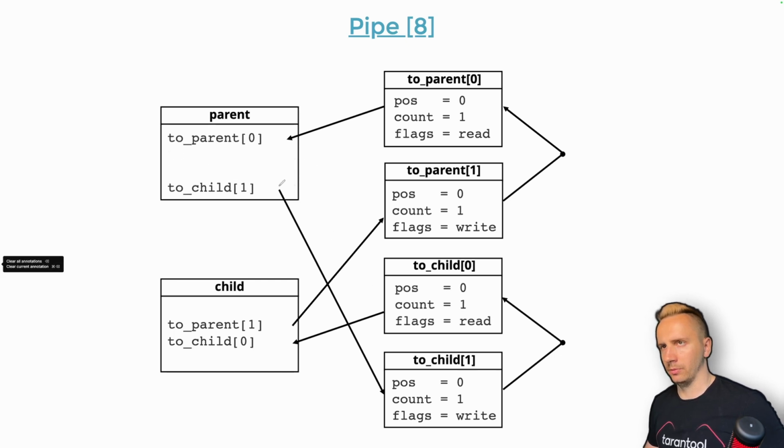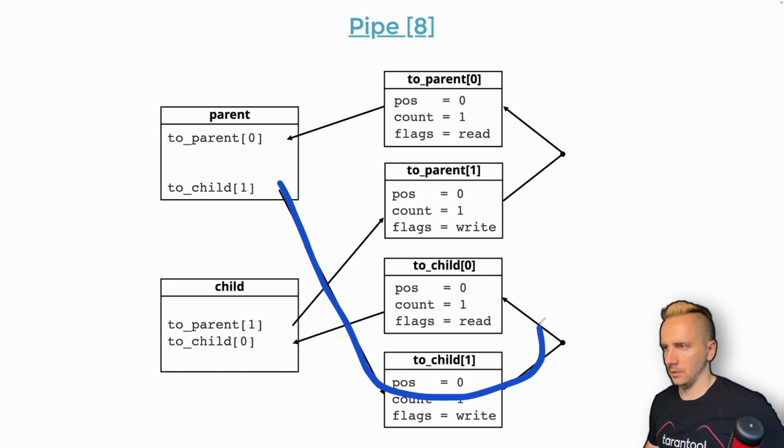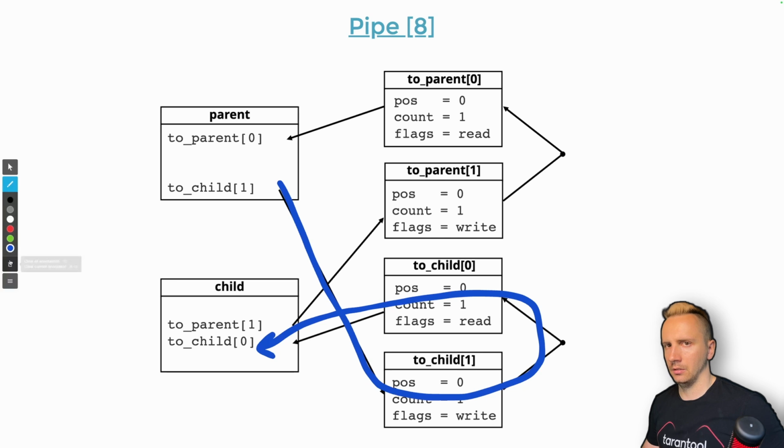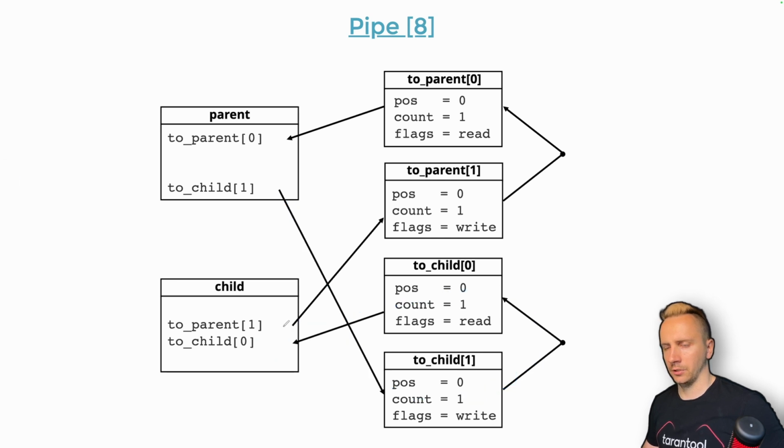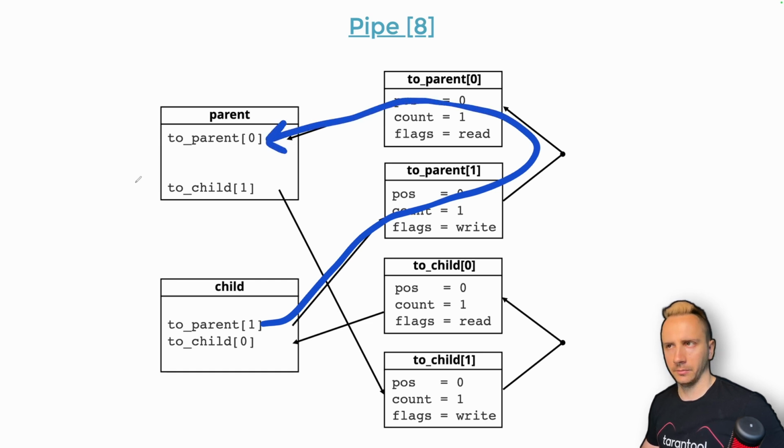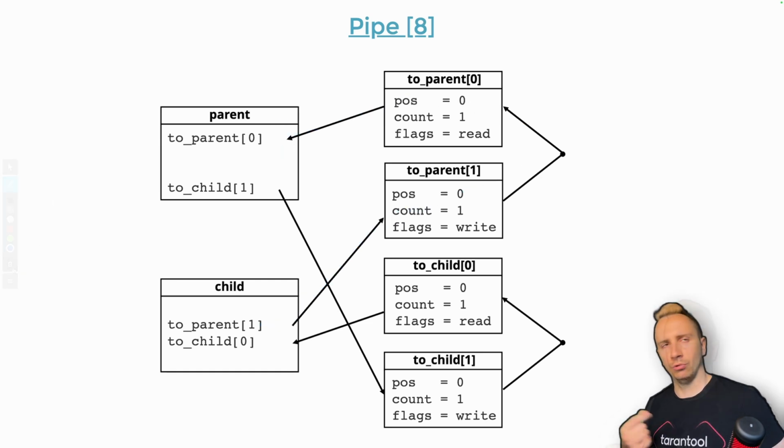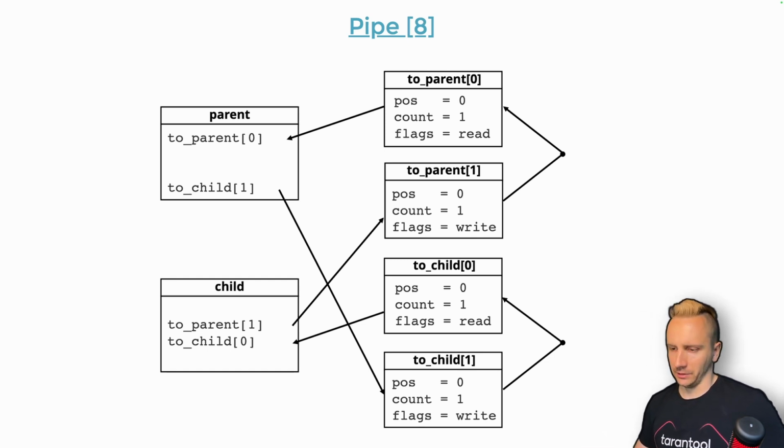Now we have a loop. We can, from the parent, write here, and it will be delivered to the child here. And we can also, from the child, write to this pipe, and the parent will read it from this end of the pipe. Now we have 2 unidirectional channels. You can write to one, read from another, and the same in another process.